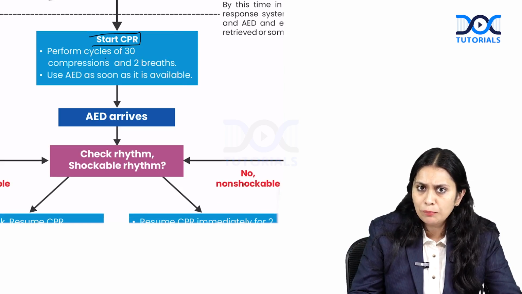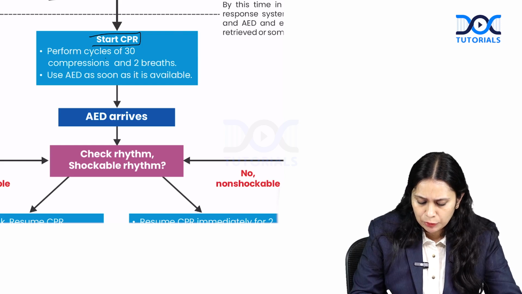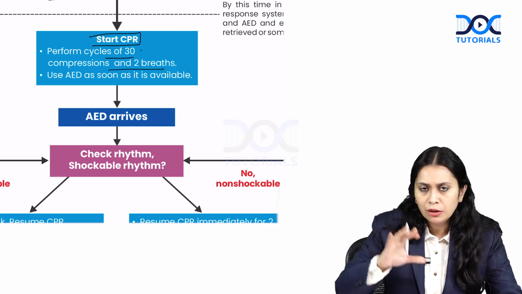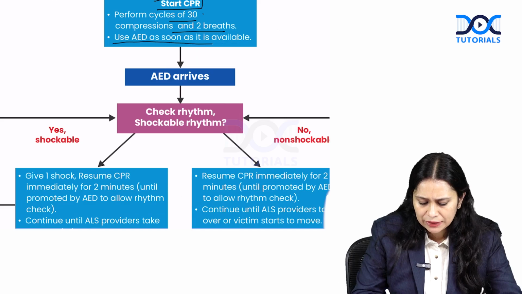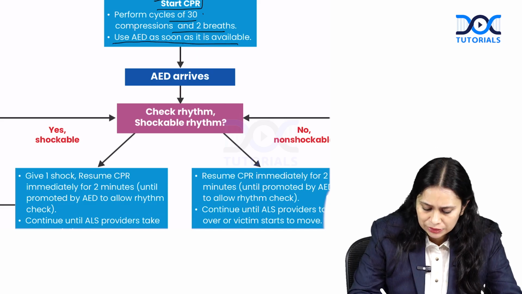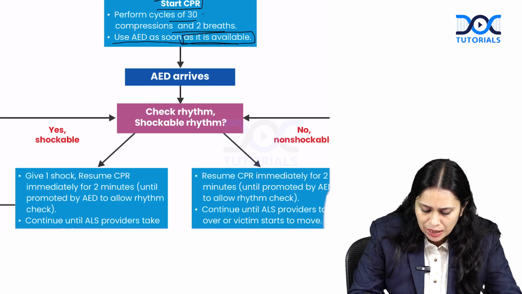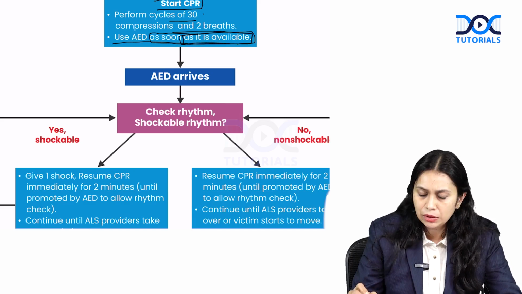I told you the 5 points of high quality CPR. We perform the cycle of 30 compressions to 2 ventilations. When it is 15-2, we have already discussed. And we use AED as soon as it is available. So this is again asked in questions, as soon as available. So it has to be used as soon as available, right?